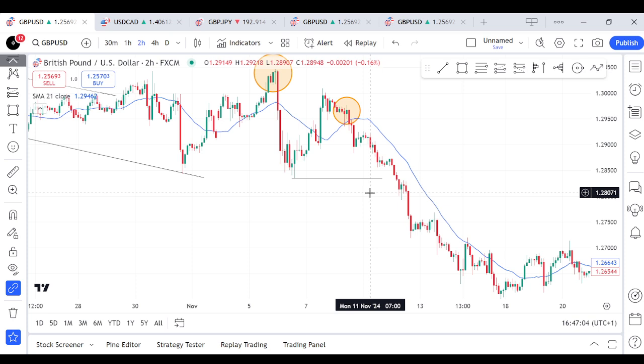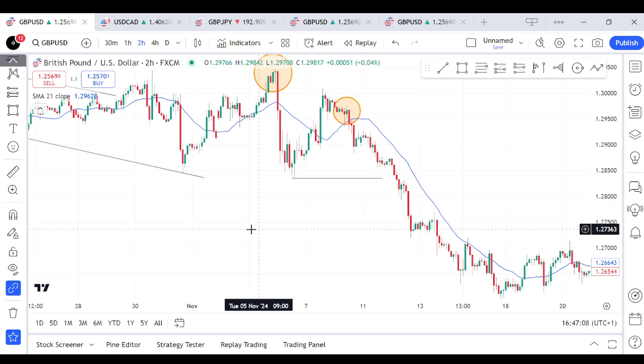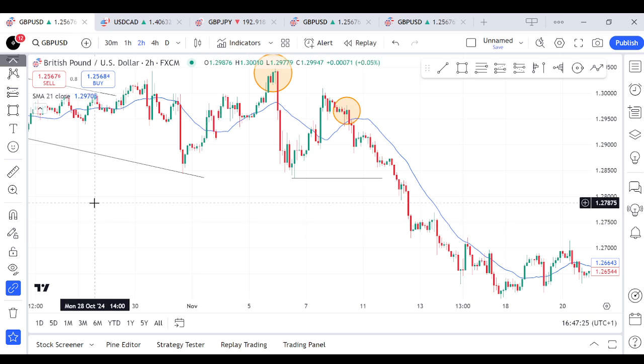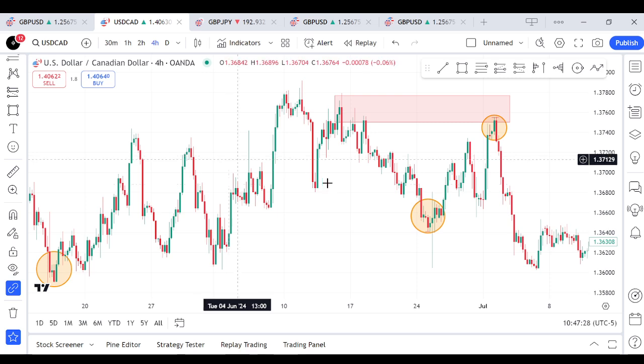So the next tip is to focus on trending markets. In sideways or choppy markets, these patterns are more likely to give false signals because there's no clear direction for the market to follow. So when trading these patterns, always ensure you're working with a strong trend. For example, if you're trading a bullish harami pattern, make sure it's forming after a clear downtrend and not during a period of consolidation.